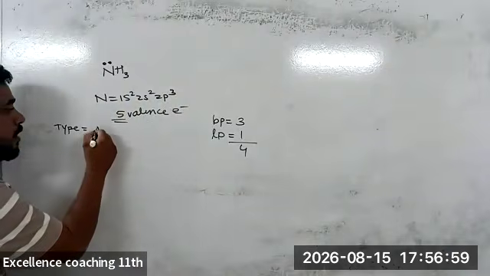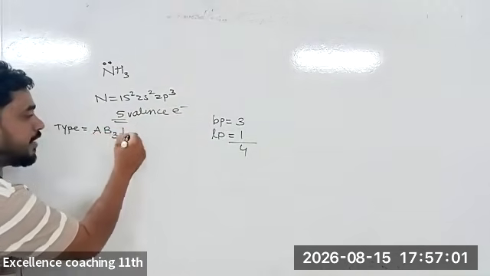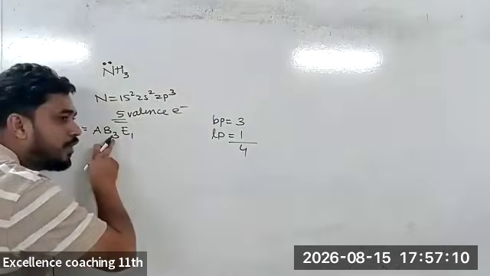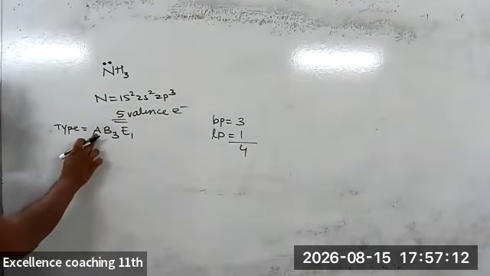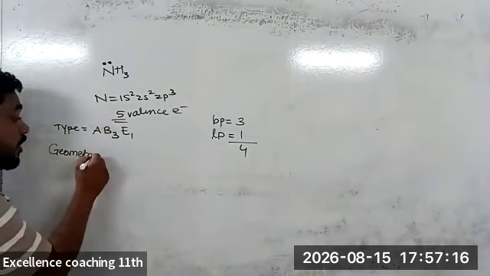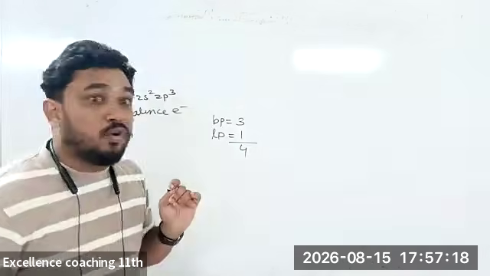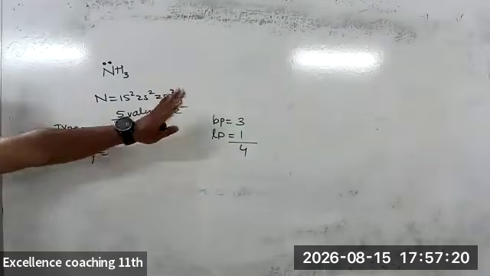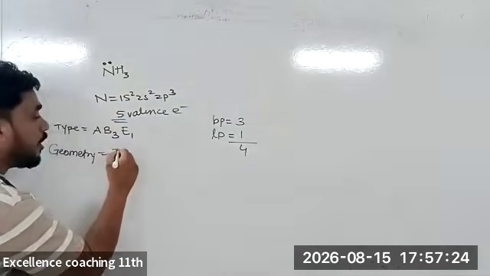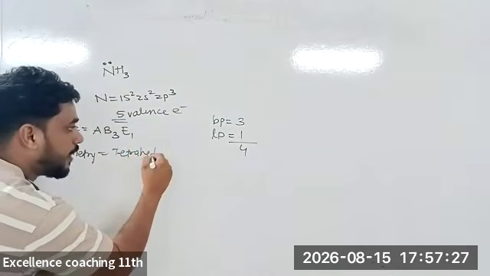Now we will write the type. Can you tell me the type? Now AB3E1. Understood why it is E1? Because how many lone pairs do we have? 1. How many bond pairs do we have? 3. Central atom clear now. Can you tell me the geometry? The total count is how much? 4. Lone pair is not 0, the total count is 4, so the geometry is tetrahedral.